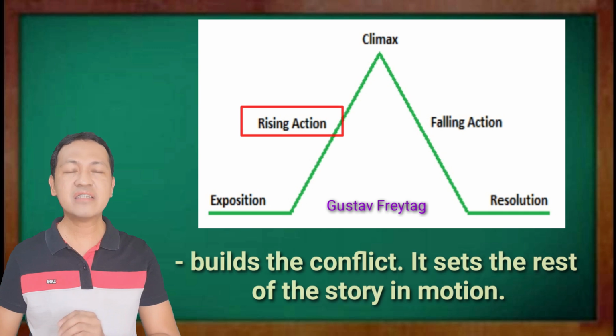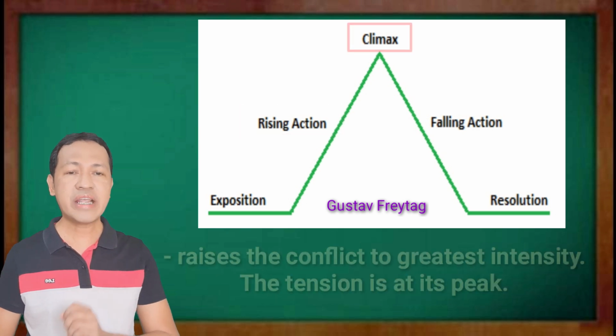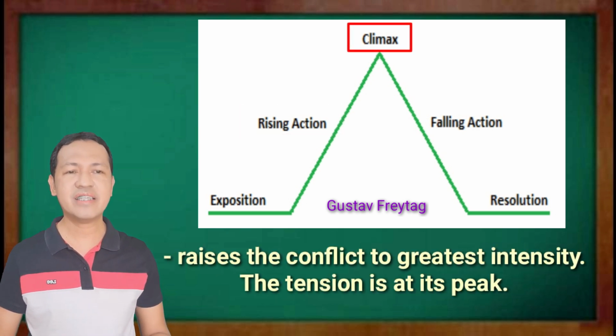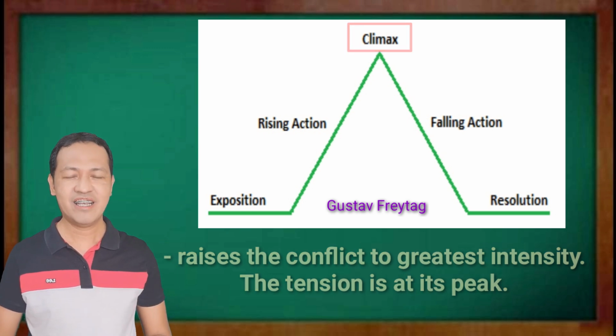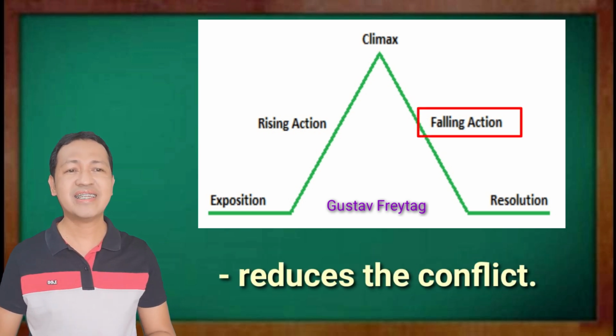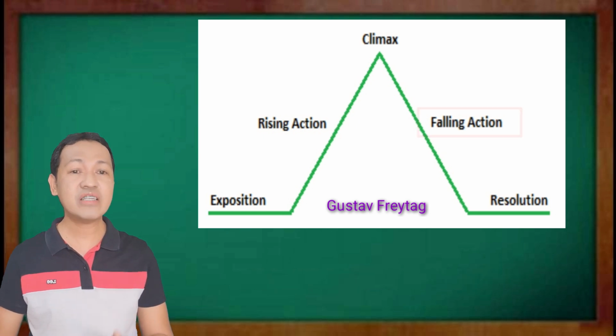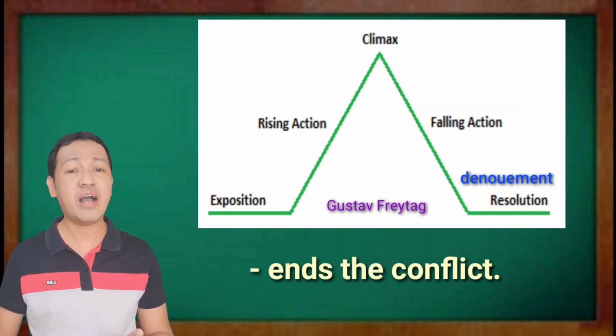Rising action builds the conflict. In other words, it sets the rest of the story in motion. Climax raises conflict to greatest intensity. This is the part where the tension is at its peak. Falling action reduces the conflict, and the last part is the resolution, which is also called denouement, ends the conflict, which may either leave the readers satisfied or unsatisfied.